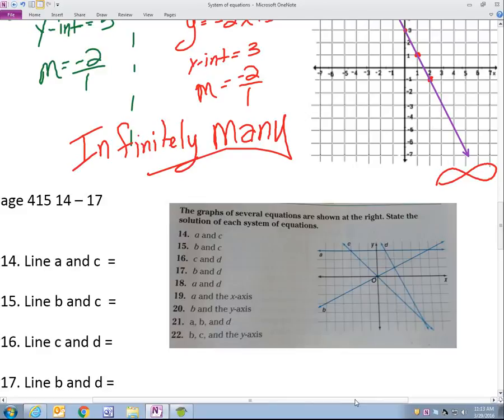No, because that doesn't tell all the solutions. When you say infinite, it represents an unknown.